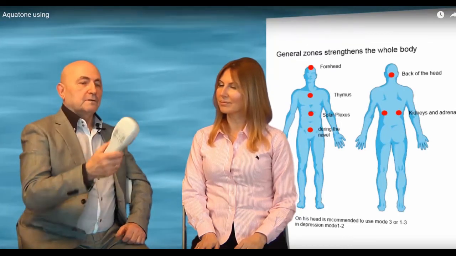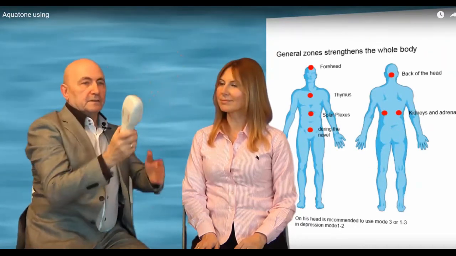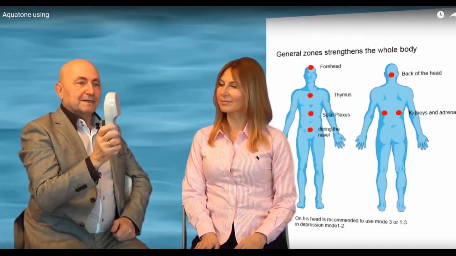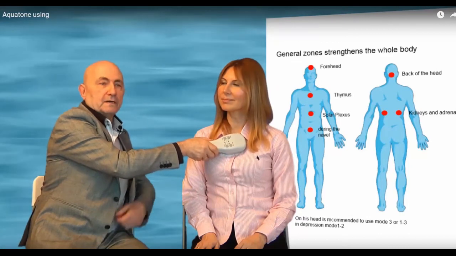I'll show you the zones, which you can also see here on the screen. First, the forehead, then the thymus, which balances the immune system.